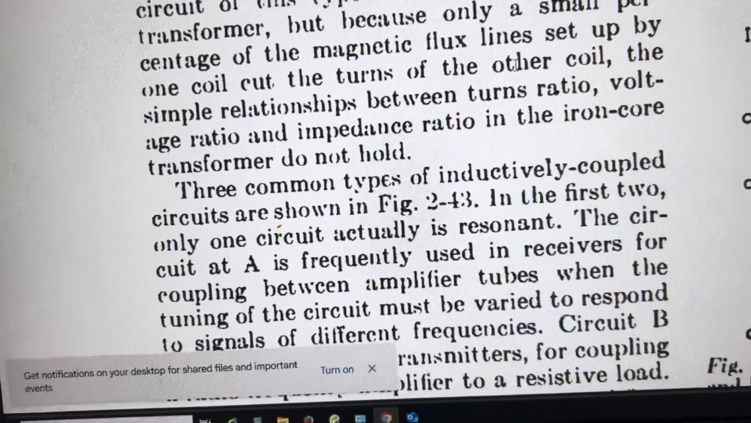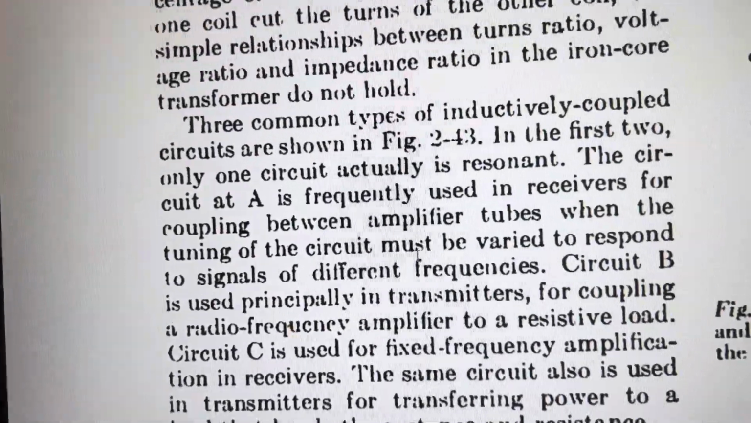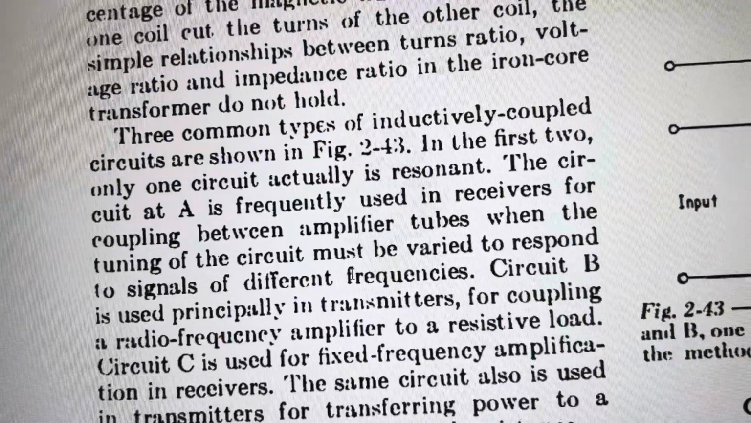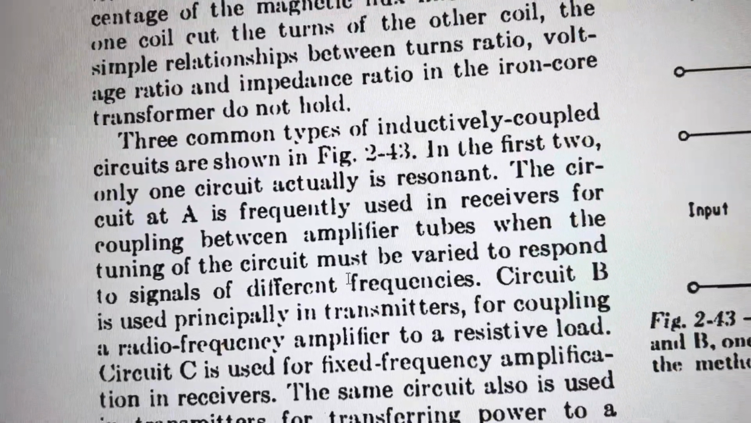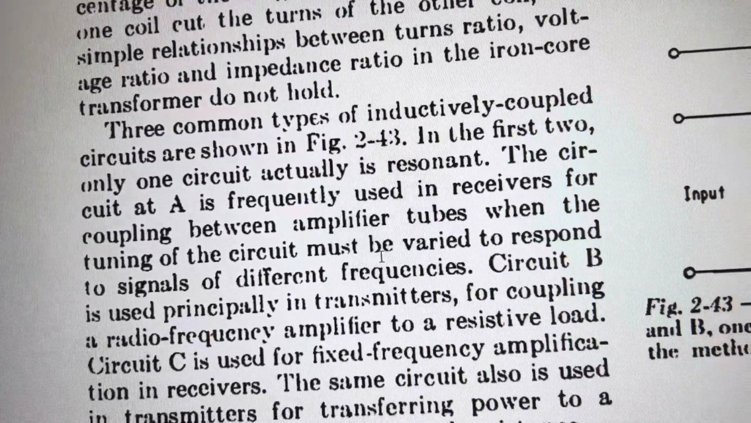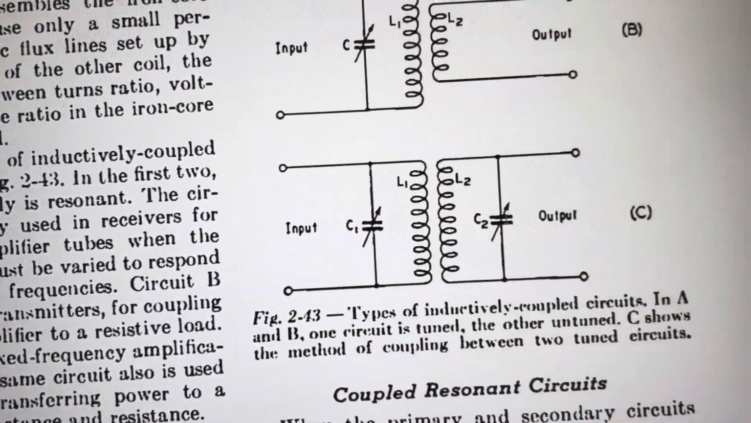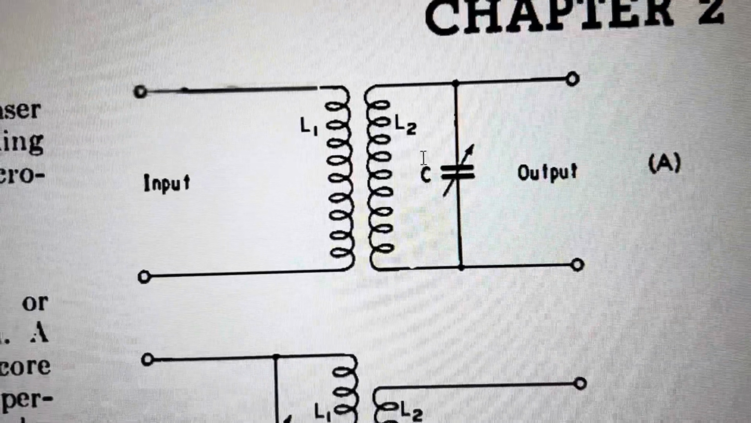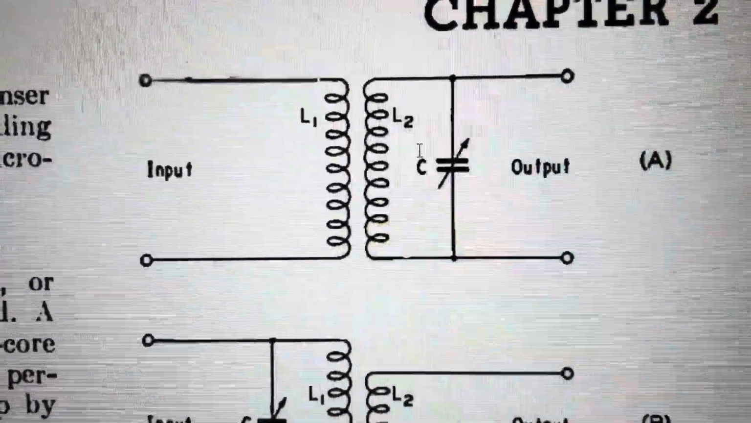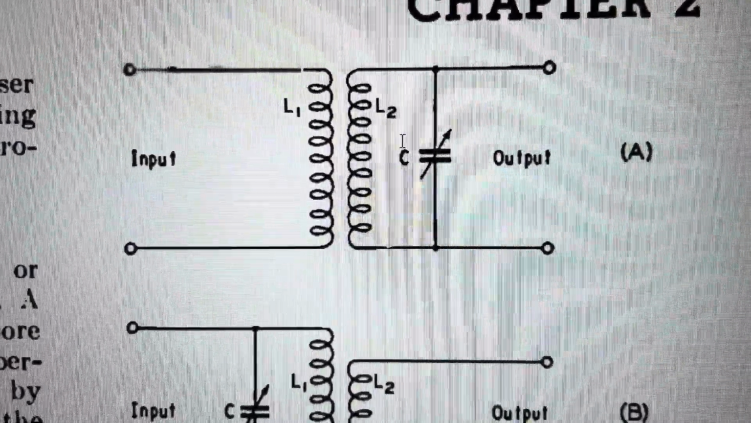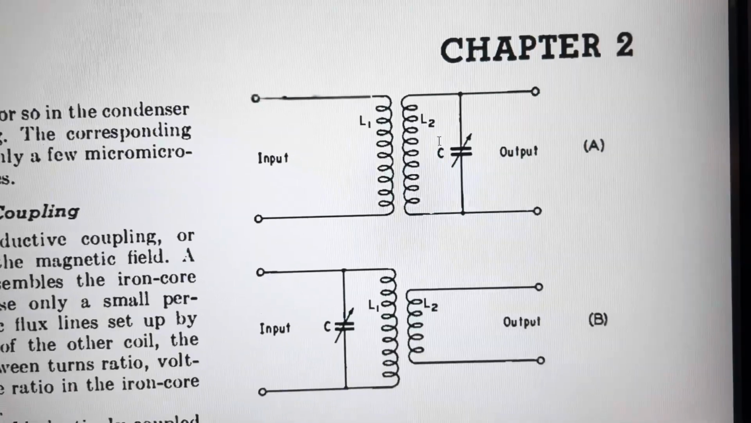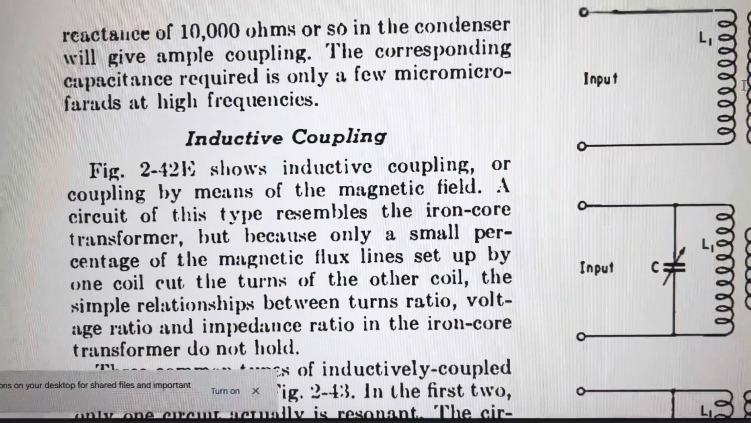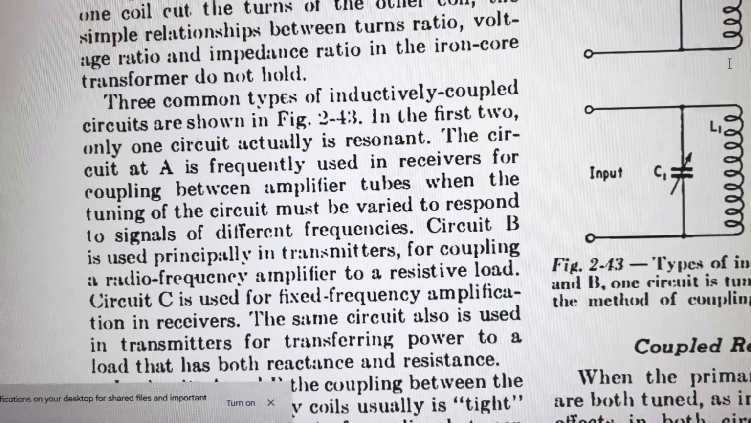Let's see. So inductive coupling A is frequently used in receivers for coupling between amplifier tubes when the tuning circuit must be varied to respond to signals of different frequencies. So I don't know if that's just the tuning or if that's a circuit used for selectivity, maybe to cancel out the other signal. Maybe not, because selectivity was down here. So whatever that means, I don't know. I got to re-study this.